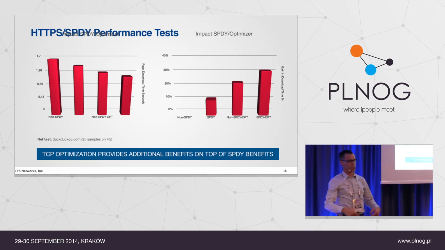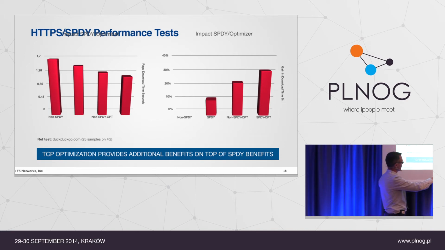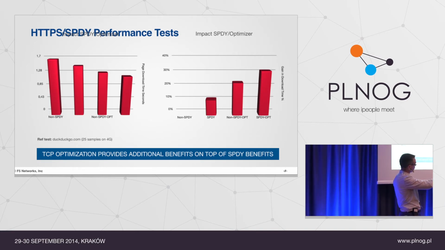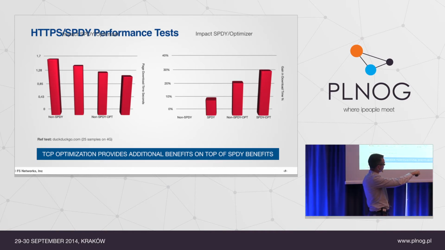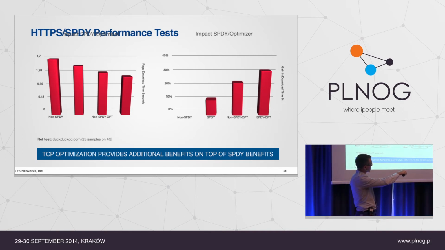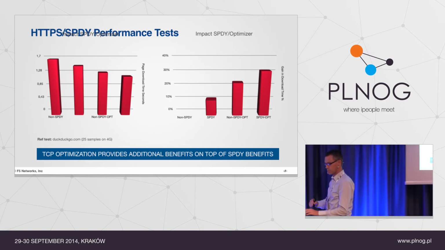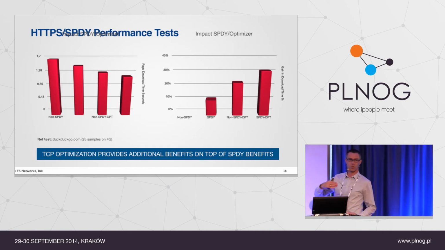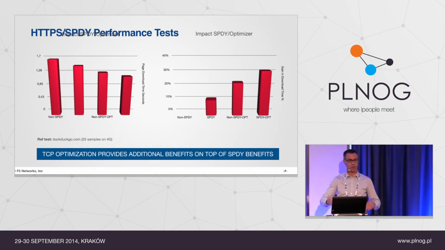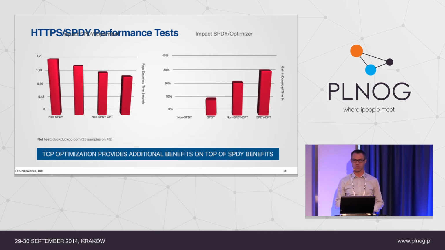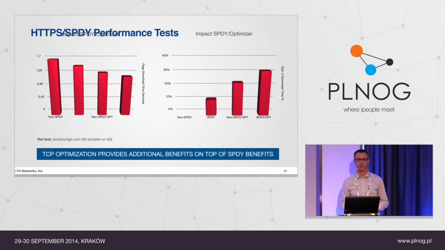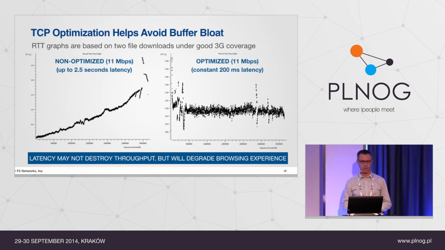Now we turn on TCP optimization on top of it. So then you see that on a non-SPDY case with TCP optimization, we get a 23% improvement. But also for the SPDY case, we roughly get, this is 11%, this is 31%. That's an additional 20% on top. So the message was, TCP optimization adds additional benefit to what you get with SPDY. So these benefits do add up and provide a lot of value.